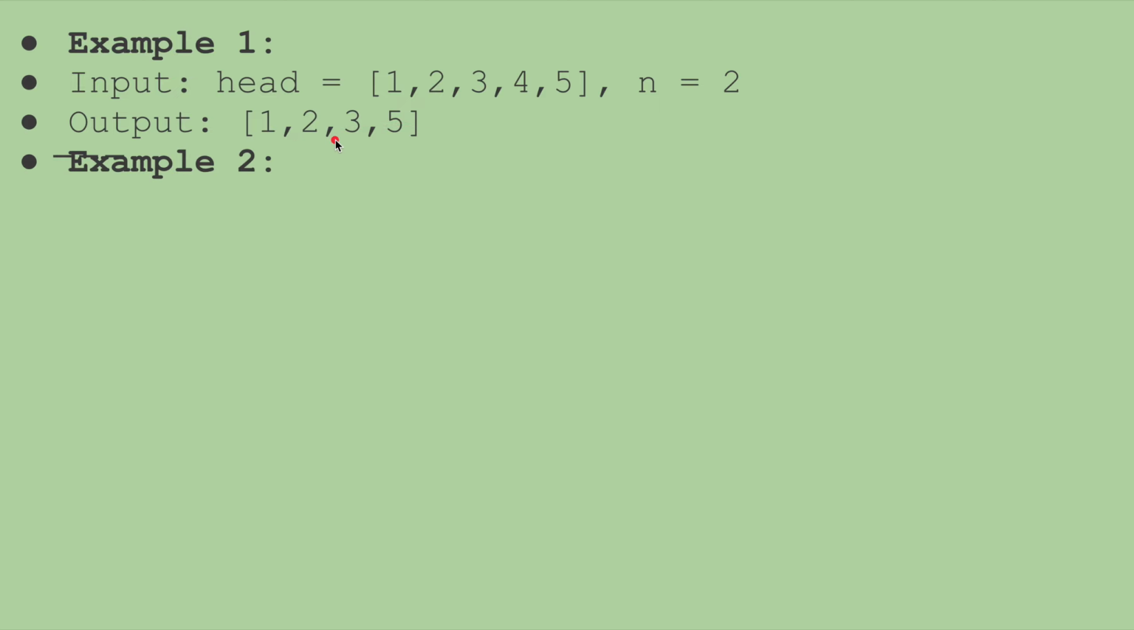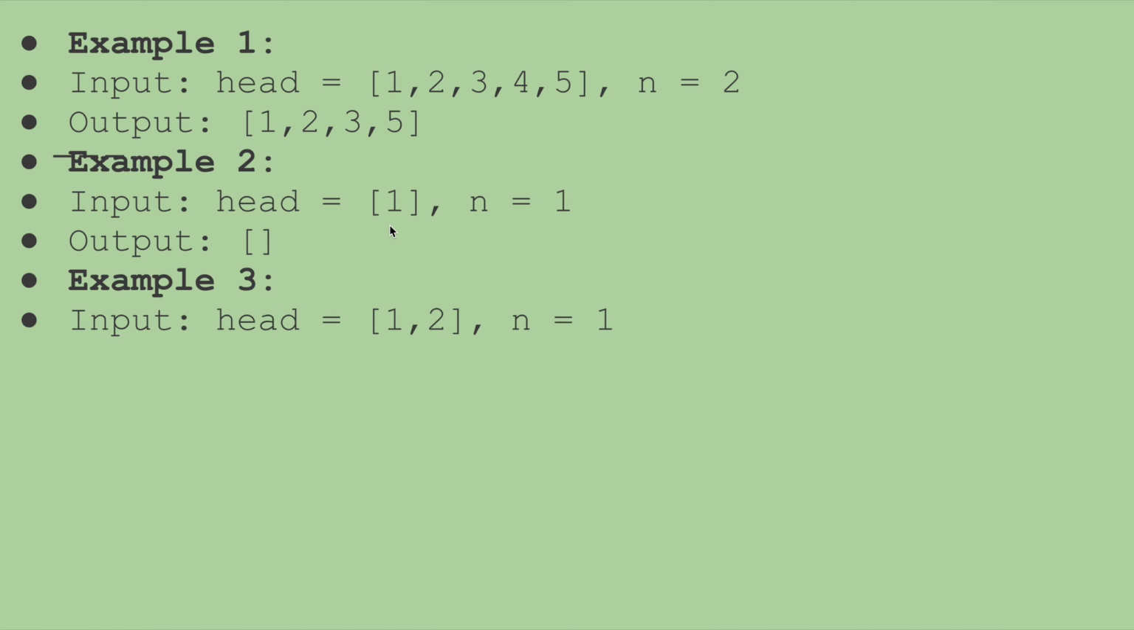Now example 2: if the linked list has only one node, that is 1, and n is equal to 1, you will have to remove this element itself. The head has the value 1, n is equal to 1, and we will remove the 1, because we have to remove from the end. I hope you understand.